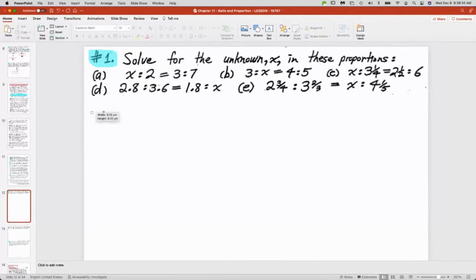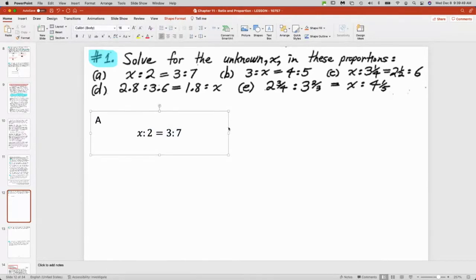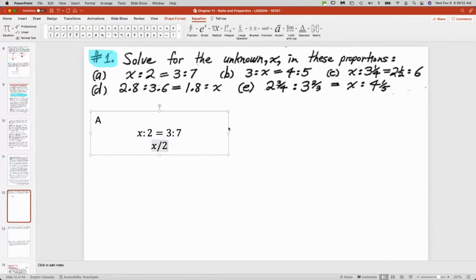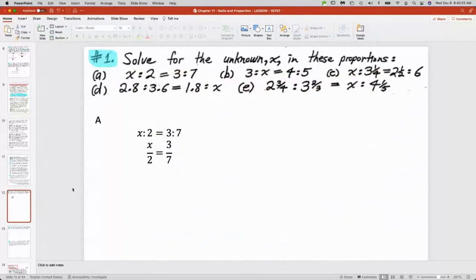Let's take question A here and work with that. We have here x is to 2 as 3 is to 7. We can rewrite this question as a fraction, as x over 2 equals 3 over 7. So that comparison that I made earlier, if you write them on top of each other, then it's really easy to visualize it. If you just stack them on top of each other, it's much faster to look at. Does anybody remember what would be a nice strategy that you could use to solve for x?